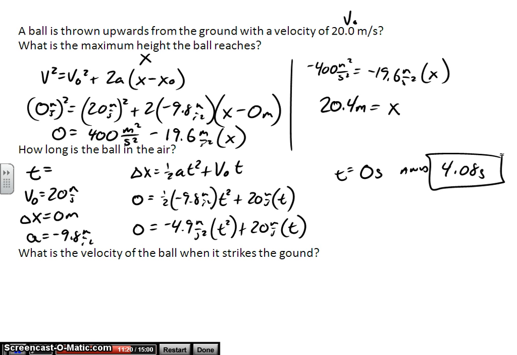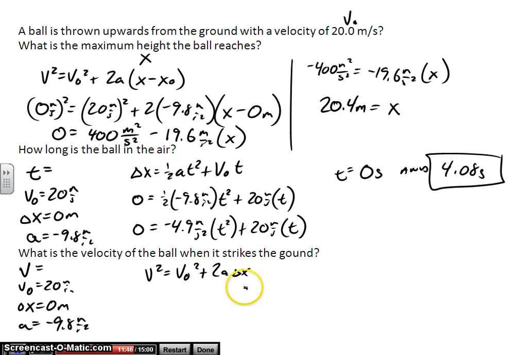Last one. We want the velocity when it strikes the ground. We want v. We know v naught, 20 meters per second. When it hits the ground, that was a change of position of 0 meters. We still know gravity, negative 9.8 meters per second squared. This equation, v squared equals v naught squared plus 2a delta x. Let's plug in some numbers. I have a 0 meters here, negative 9.8 meters per second squared, and a 2. We know that's going to go away.